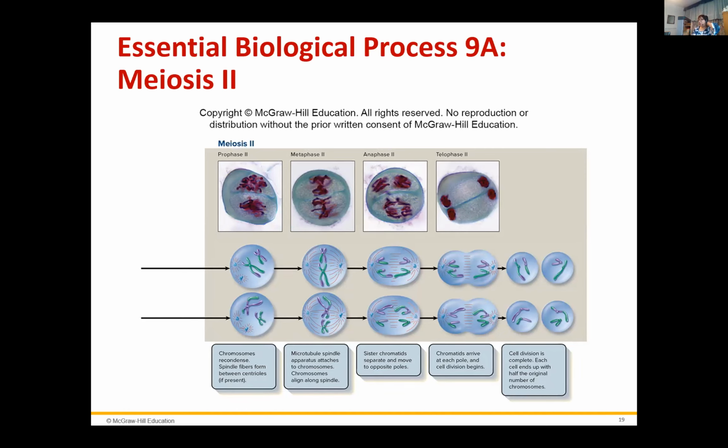Meiosis 2 is most like mitosis. It's most like mitosis. The only difference is that instead of one cell going through the process, you have 2 cells going through the process. So let me write this down, because I'll get carried away in my talking.